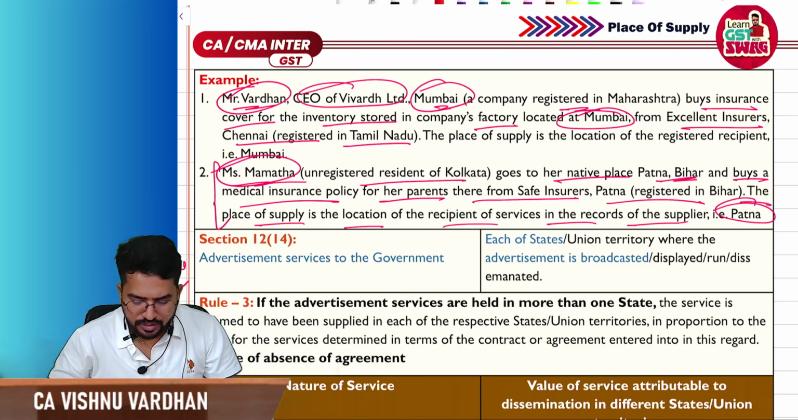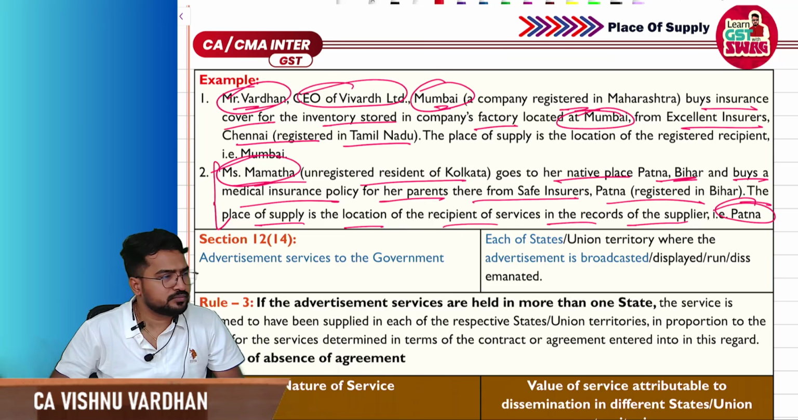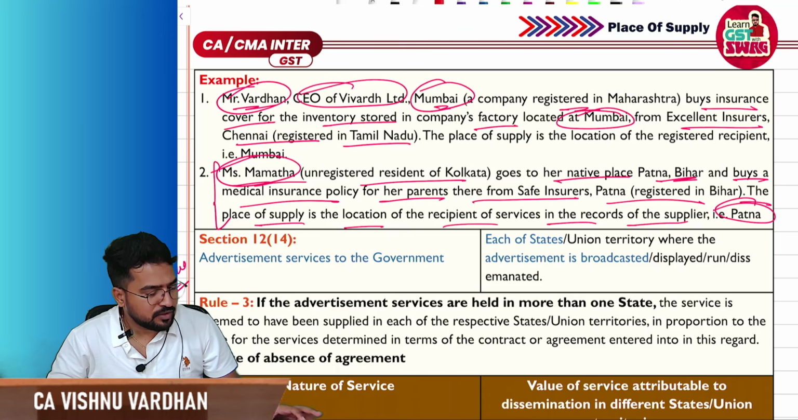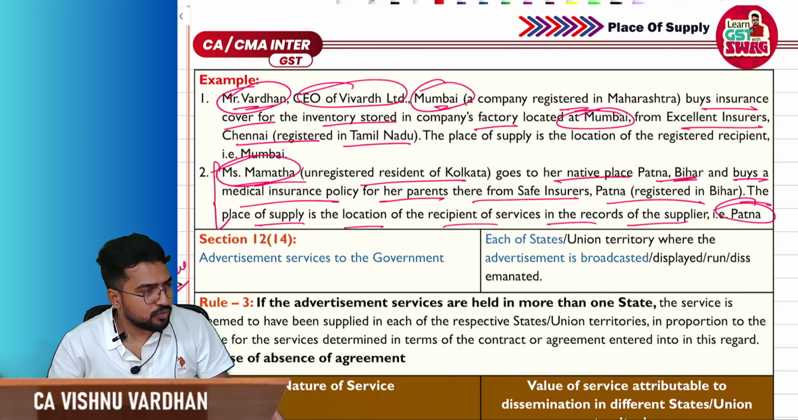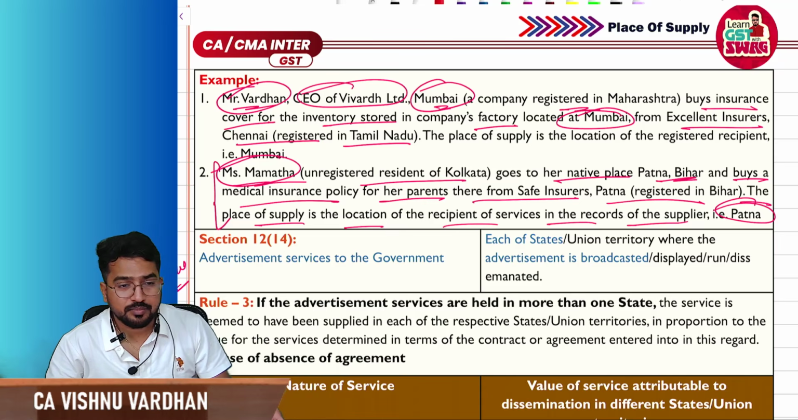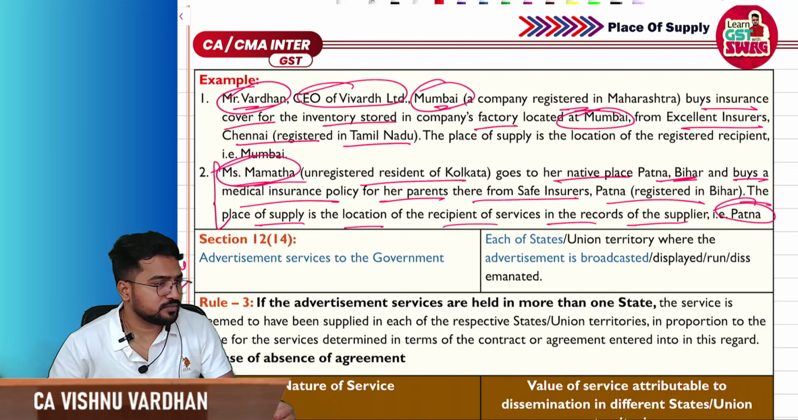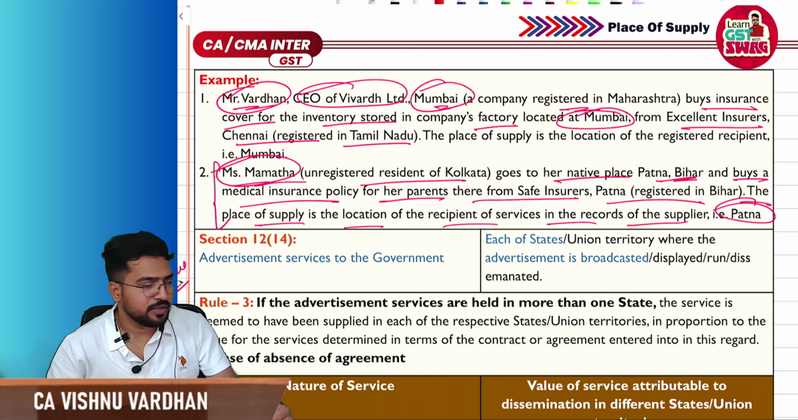Done. So can I assume we are done with place of supply? See, properly we have covered supply, charge, place of supply. Okay. Today your homework is place of supply ISM questions. For sure you finish.